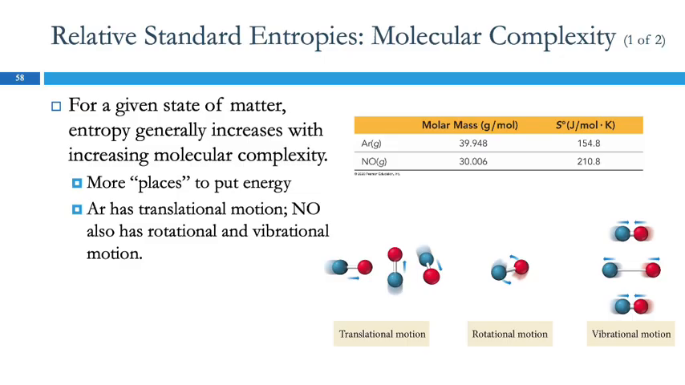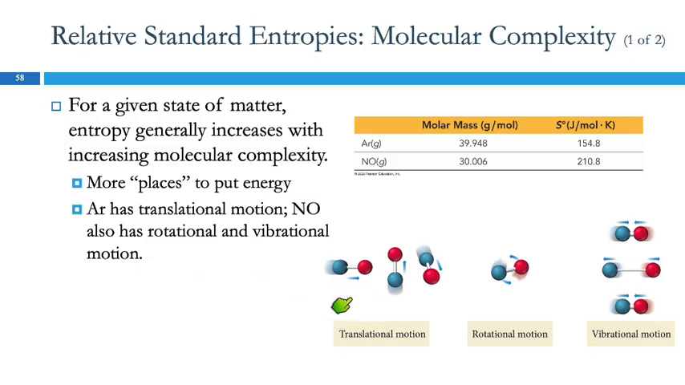So for any given state of matter, the entropy will generally increase with molecular complexity, because now we have more places to put the energy. What does this mean? Well, if we think about argon, argon is an atom. It has translational motion. But if we look at my favorite molecule, nitrogen monoxide, this also has rotational and vibrational motion.